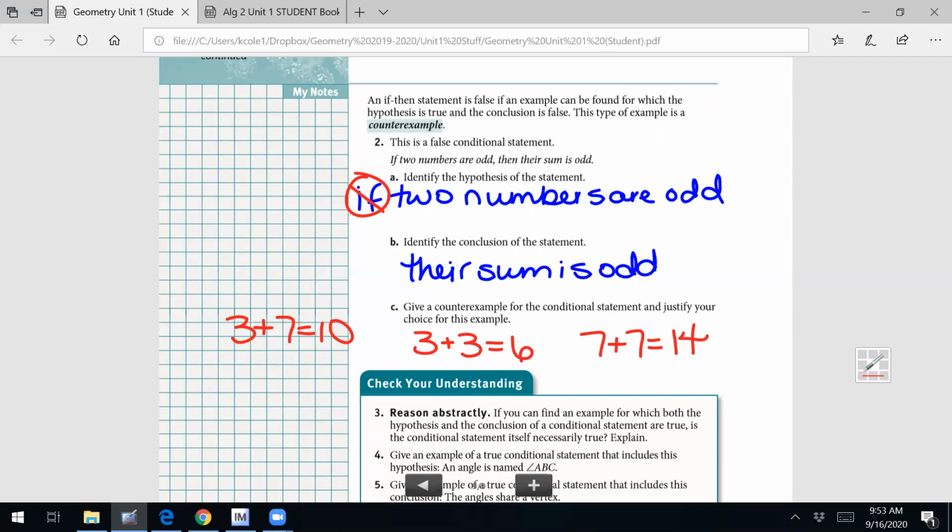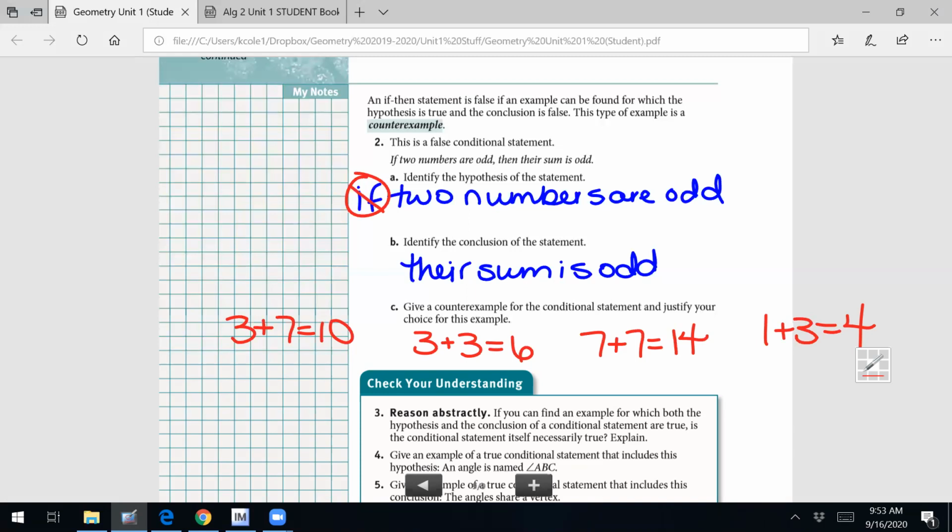Okay, so really, though, you just need one. The statement is false if there is one counterexample. It doesn't have to be that there's a ton. As long as there's one, that statement is off. Okay, it's not going to be true. You just have to give one counterexample. And they used 1 plus 3 is what the book said. 1 plus 3 is 4. Okay, so that's just another one.